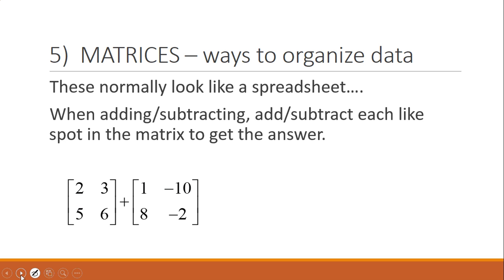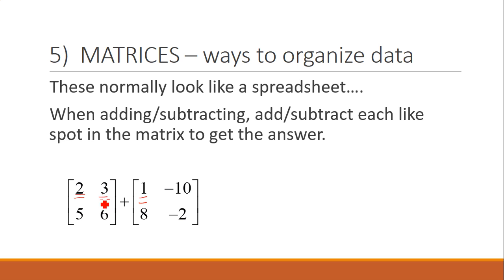This is what it might look like. We have a little spreadsheet or a little table here with 2, 3, 5, 6, and I need to add it to the other little spreadsheet of 1, negative 10, 8, negative 2. Well, in order to add them, you just add the numbers that are in the same spot. Like 2 is in the same spot as the 1, so if I add them together, I would get 3 in that spot of my new table that I'm going to make.